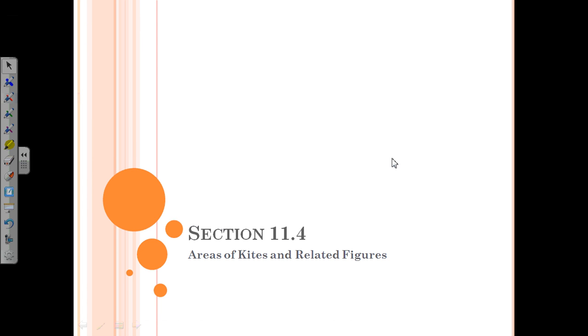All right, so here we are at section 4 of chapter 11, which is the area of a kite or any related figure to a kite. So what do you think would be a figure that's related to a kite? If you think about a rhombus or a square, those two shapes are special kites. So the formula that we have for a kite will also work for the formula to figure out the area of a rhombus or even a square if we so choose.